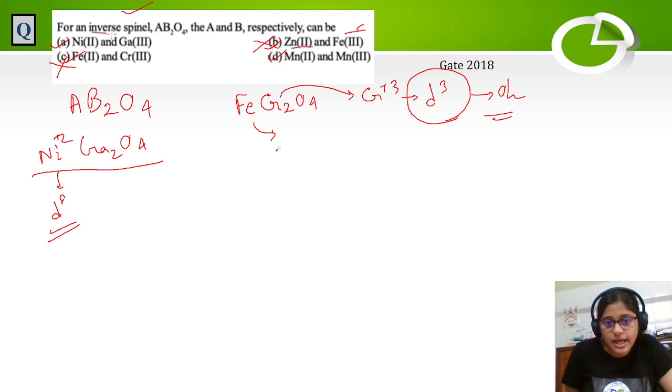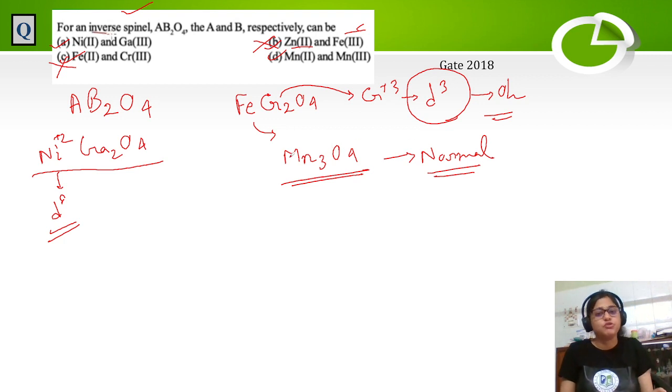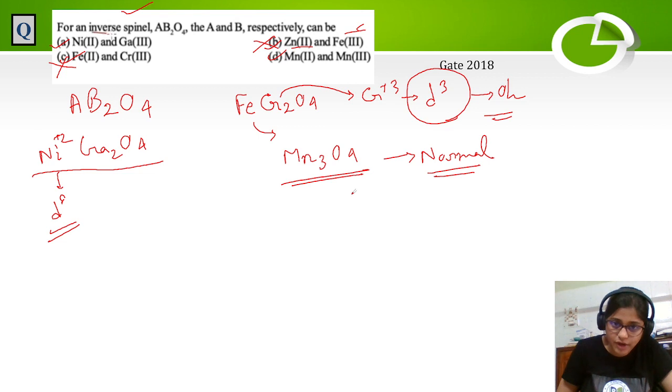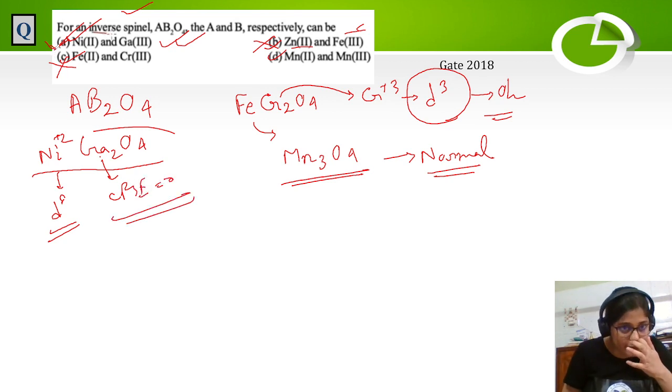And the last option is Mn2+ and Mn3+, which means Mn3O4, which I just talked about. This will be normal spinel, because Mn3+ has some CFSE, but Mn2+ has 0 CFSE. So what will be the answer? The answer is A. A is the correct answer, because d8 will prefer the octahedral void, and gallium doesn't have any CFSE. So obviously we can see that it will be the inverse spinel.